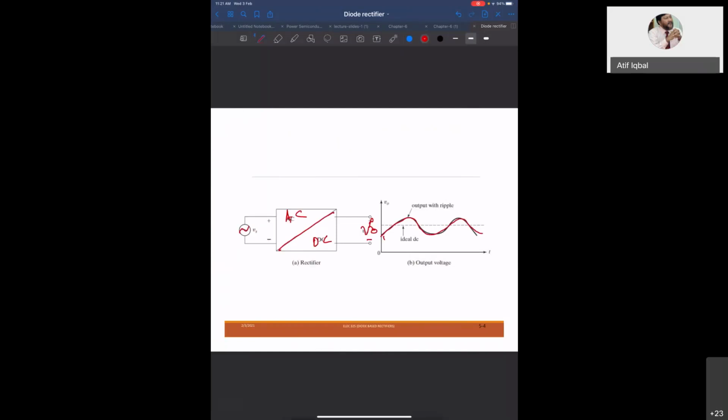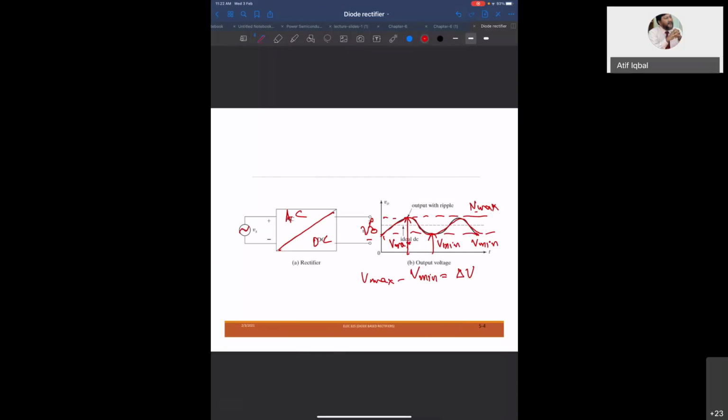This has ripple. Ripple means what? This is the maximum value, this is the minimum value. So this is V max, and this is V min. V max minus V min is what we call the voltage ripple.